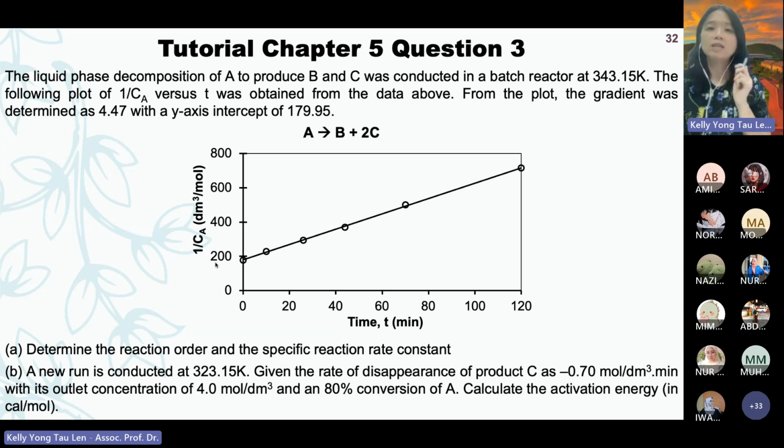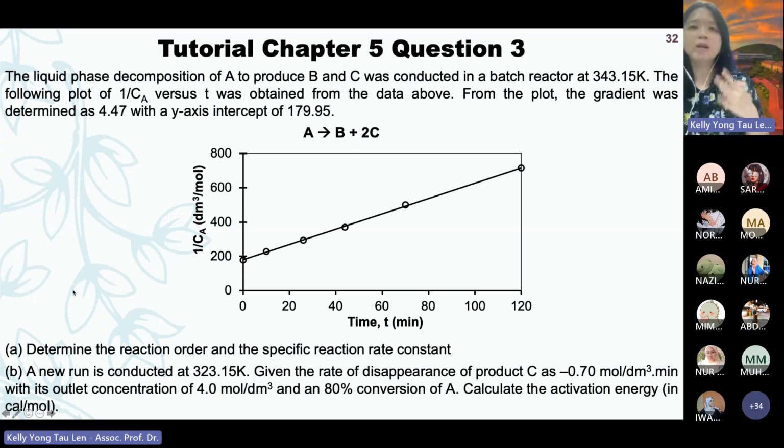So kamu kena tengok hanya one specific equation of which it will be 1 per CA and time. Kan tadi macam kita yang cover. Then dia beri kita the value of the plot. So they give us the gradient. It's a positive gradient. And the intercept, ada nilai intercept dia. Okay, so the first question, determine reaction order, the specific reaction rate constant, maknanya nilai K. Okay, then we will go to the next question.